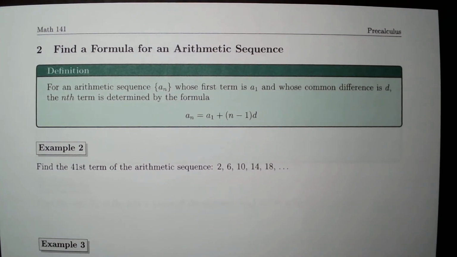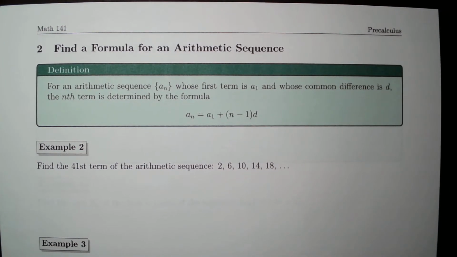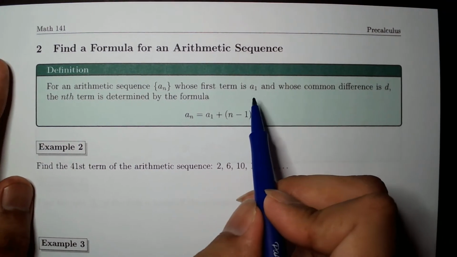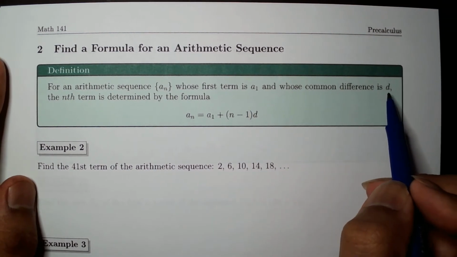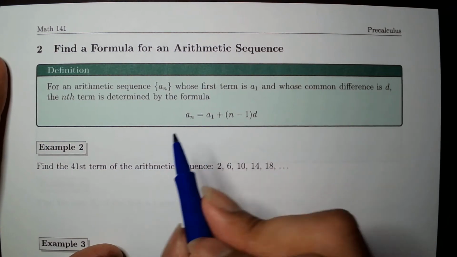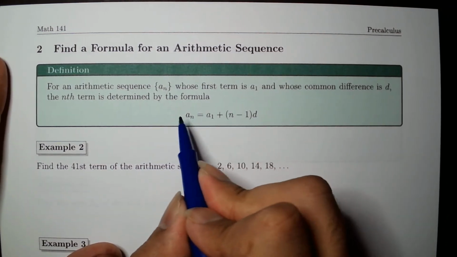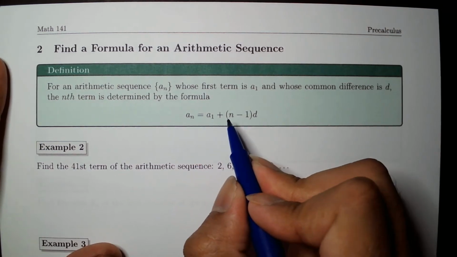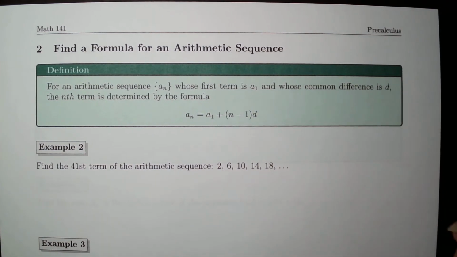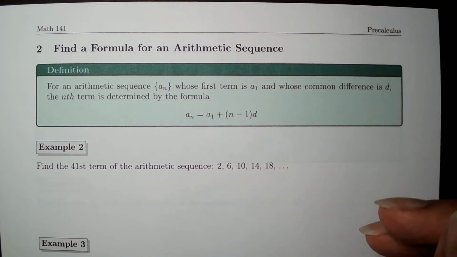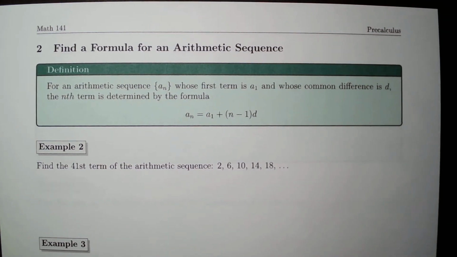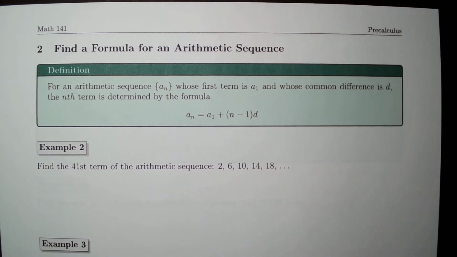Finding a formula for an arithmetic sequence. An arithmetic sequence is one whose first term is a sub 1 and whose common difference is d, and the nth term is determined using this formula. We can use this formula to find, for example, the seventh term of a sequence, or the 45th term of a sequence. I mean, you don't want to write 45 numbers.